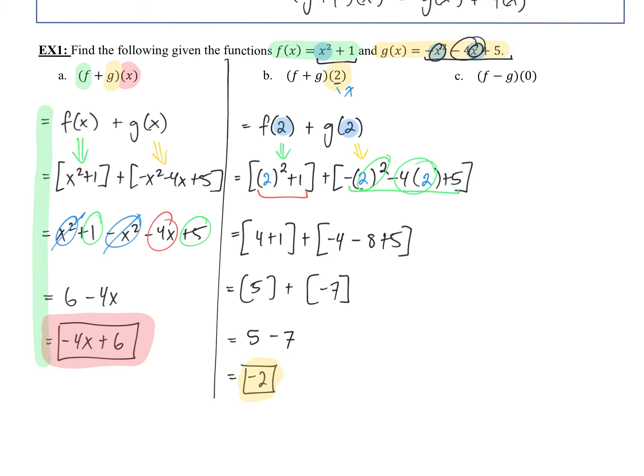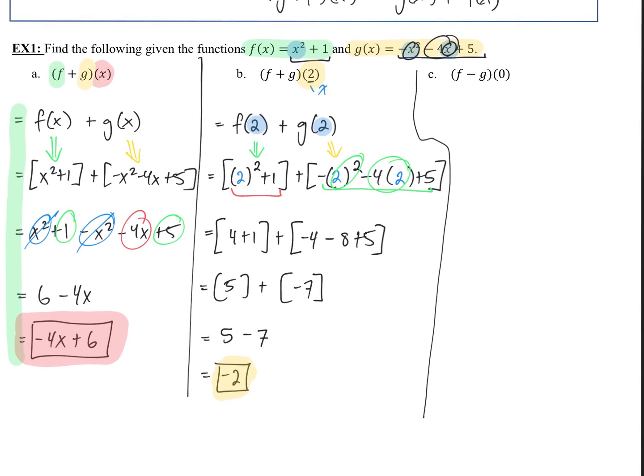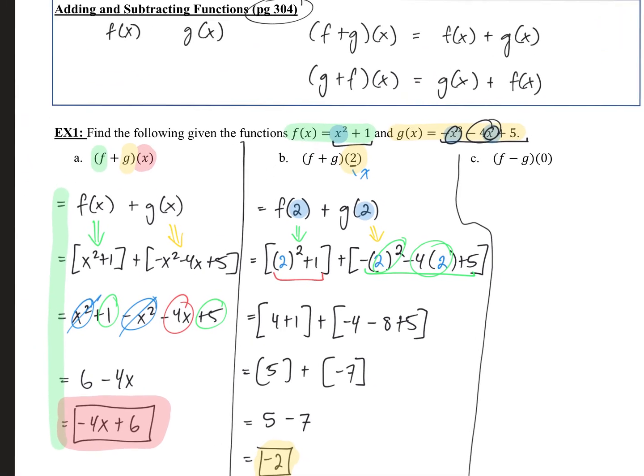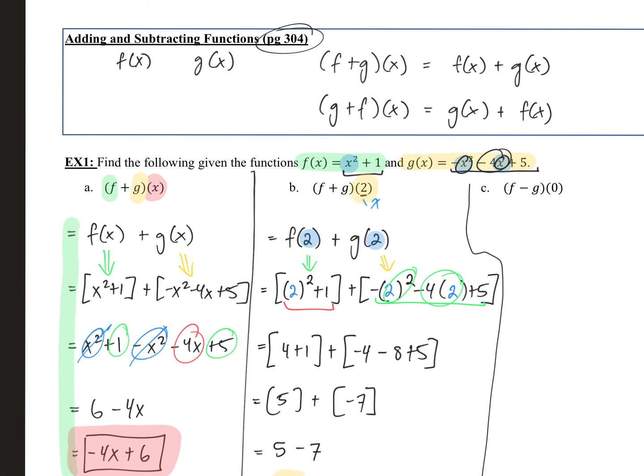Okay, let's take a look at the last example, C. So this one is f minus g of 0. Oh, I realized I forgot to introduce that. So f minus g of 0, if I go up ahead here and I erase this, f minus g of 0, what would we get?